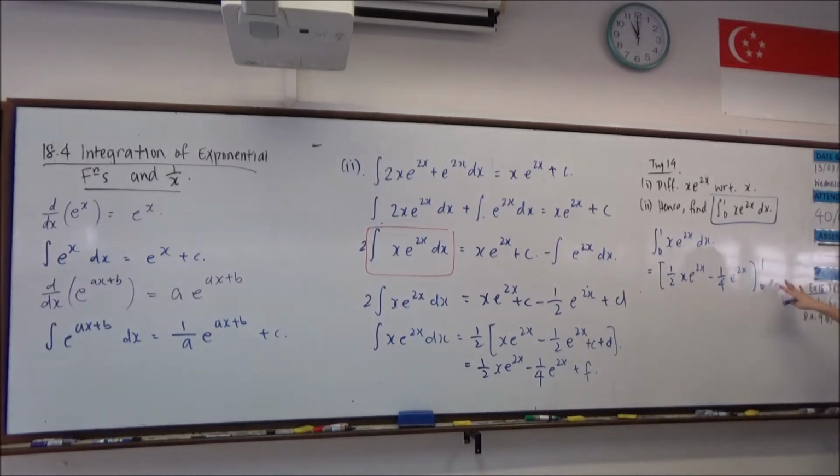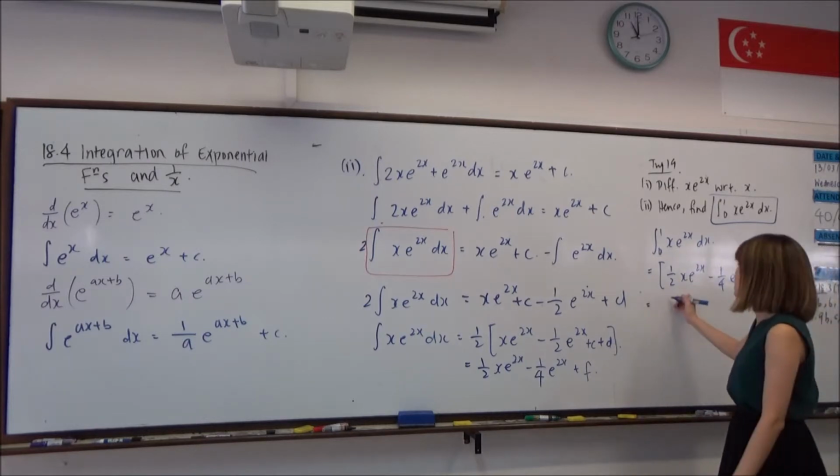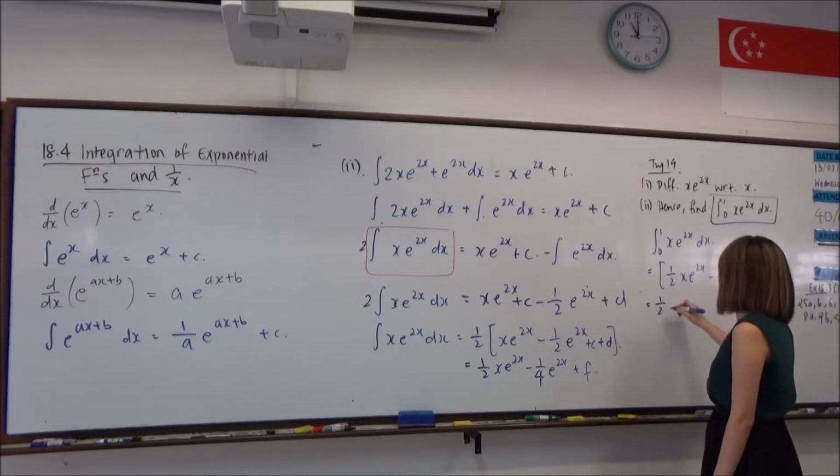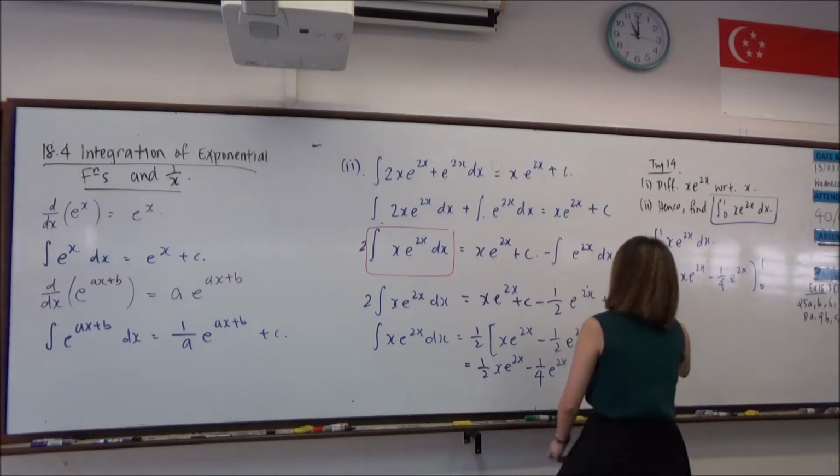So therefore the integration of x to the power of x times e to the power of 2x from 0 to 1 would be this function from 0 to 1. Then we just substitute in the values. So this will give us 0.